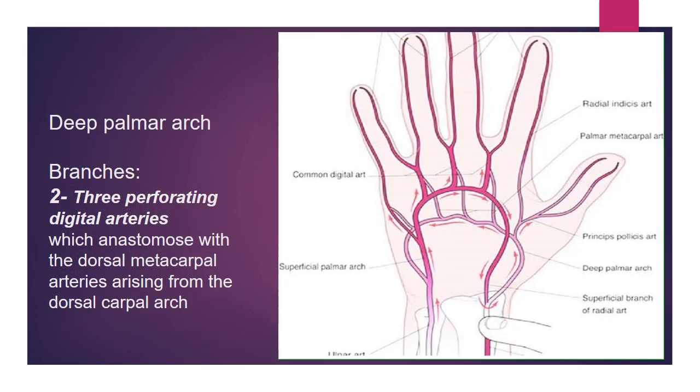The second set of arteries which arises from the deep palmar arch is the perforating digital arteries. These perforating digital arteries pass through the medial 3 interosseous spaces, passing from the palm onto the dorsum, and anastomose with the dorsal metacarpal arteries. These dorsal metacarpal arteries are branches of the dorsal carpal arch, which is formed on the dorsum of the hand.